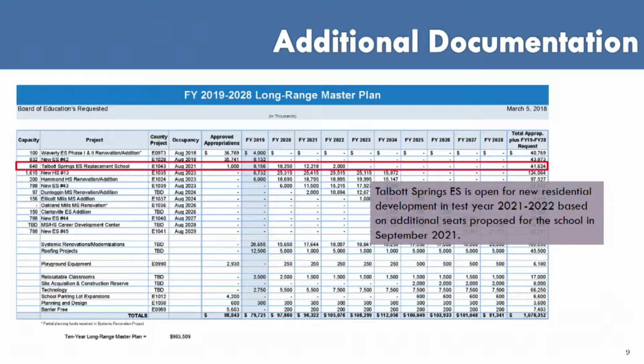The last piece of information required is for any school designated as open on the school capacity chart based on a capital improvement project proposed for redistricting. This requirement highlights Talbot Springs Elementary School. Talbot Springs is open for new residential development in the test year 2021-2022 based on the additional seats proposed in the board's requested long-range plan in 2019. And so we have demonstrated that our funding requirements estimated to make that school open. Yes, I see faces. It's a little odd, but that's what's currently on our long-range master plan.